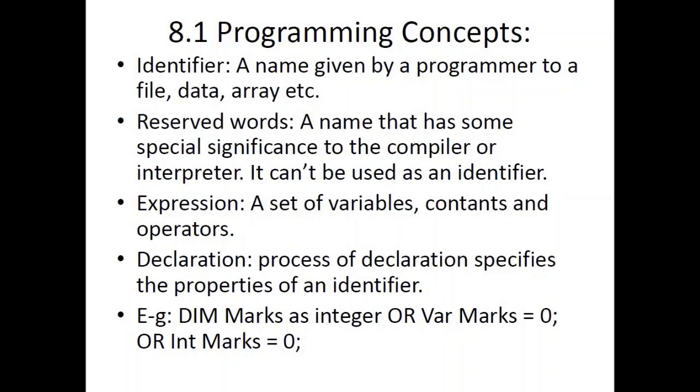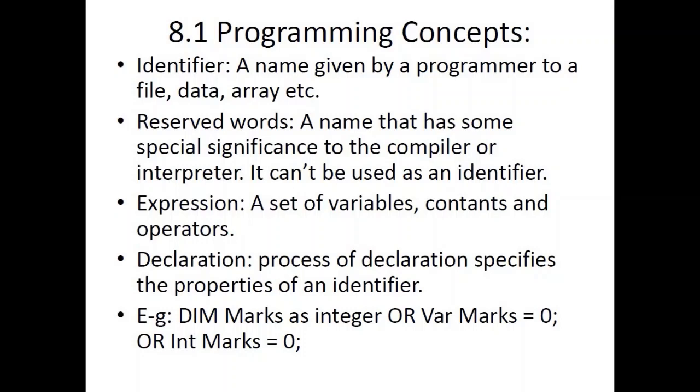Next is identifier. Identifier is the name given by a programmer to a file, to a table, to a variable, to data, to an array and so on. Identifier is basically the name that identifies some specific part of data or a programming code.